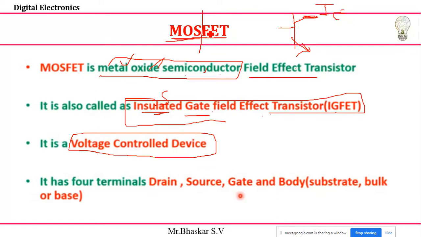My MOSFET is a voltage control device and it has four terminals: drain, source, gate, and body. The body is called the substrate, or also bulk, or also base. So this is about the MOSFET. These are the points you should remember. MOSFET means metal oxide semiconductor field effect transistor. It has four terminals like drain, source, gate, and the body, also called substrate and bulk, and it is a voltage control device.